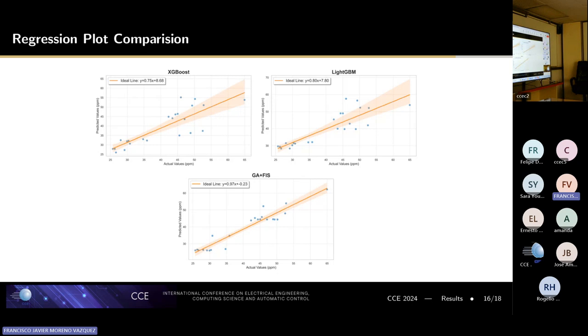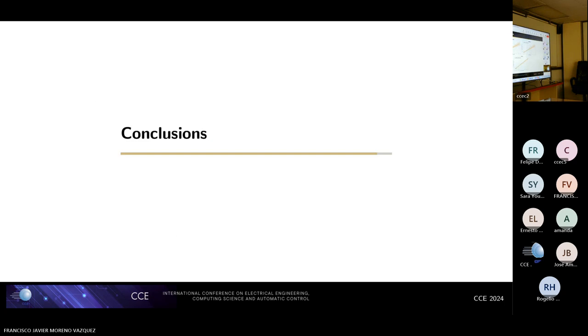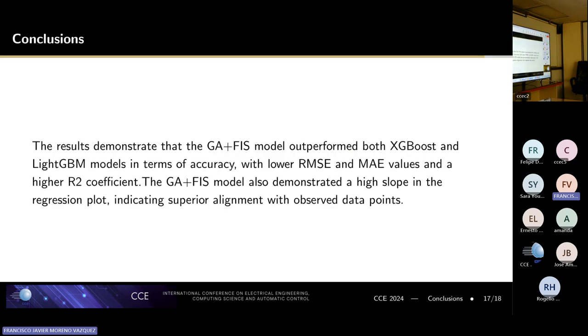We can see the regression plots for each algorithm, and the slope in the GA plus FIS algorithm is higher than the other ones. So we can conclude that this approach is good for this type of pollutant. And our final conclusions are that the results demonstrate that the GA plus FIS model outperformed both XGBoost and LightGBM models in terms of accuracy, with lower errors and a higher R-square coefficient. The GA plus FIS model also demonstrates a high slope in the regression plots, an indicator of superior alignment with observed data points.